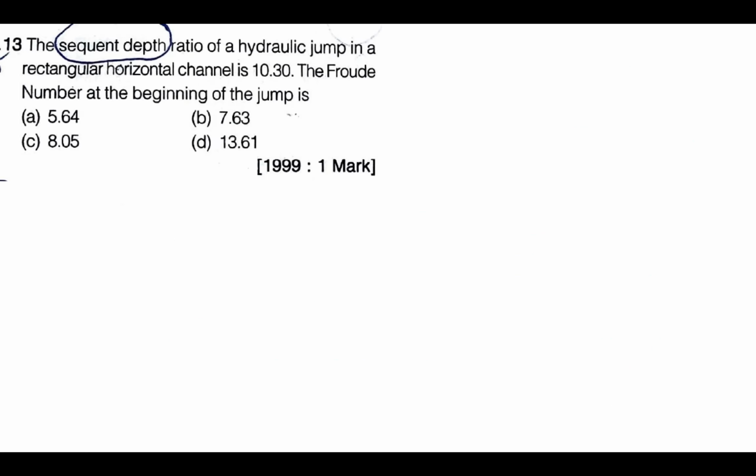Now moving ahead to the next question. The sequent depth ratio of a hydraulic jump in a rectangular horizontal channel is 10.30. So here it is given y2 divided by y1 is equal to 10.30. The Froude number at the beginning of the jump is what? Fr1 is equal to what?